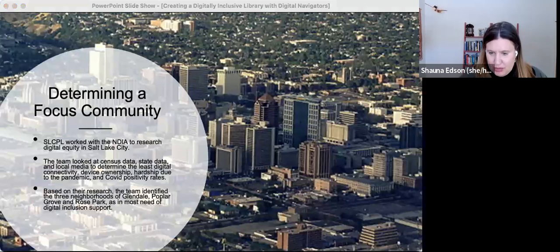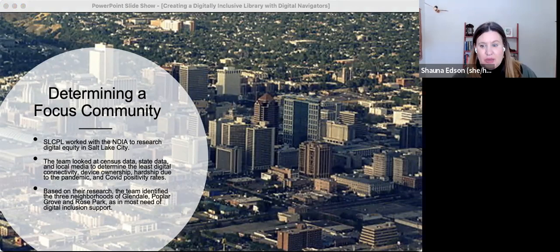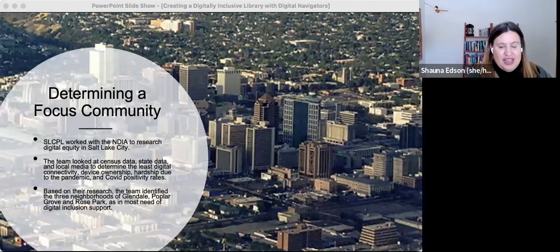So one of the first and most important things for working on a digital navigator project is determining a focus community. This is to better understand the community members that would most benefit from support of digital resources. It's really hard to have a program that's just open to the whole city, which is a city library.